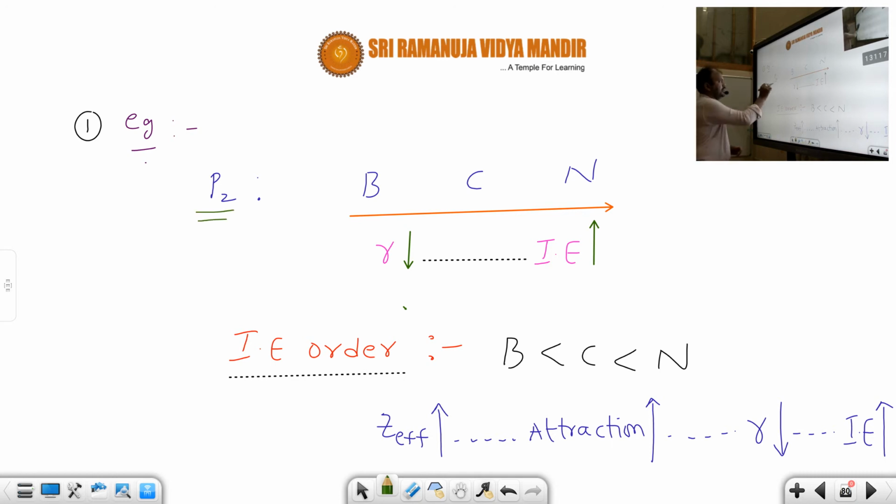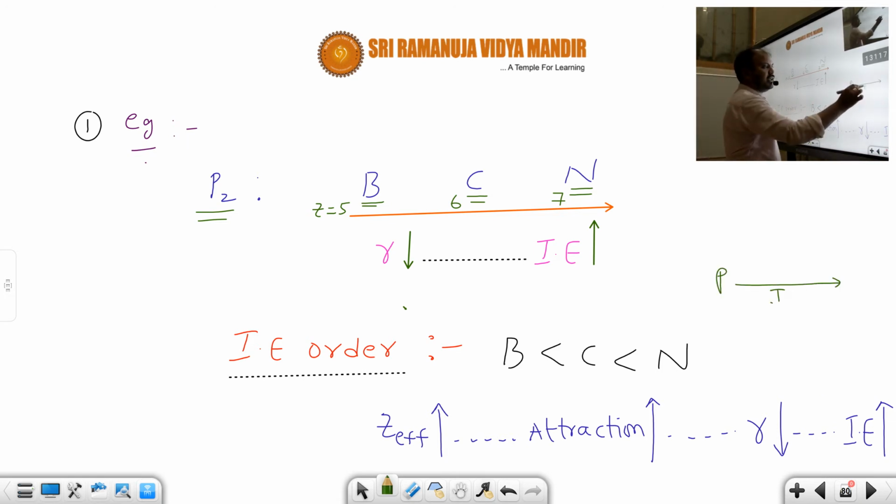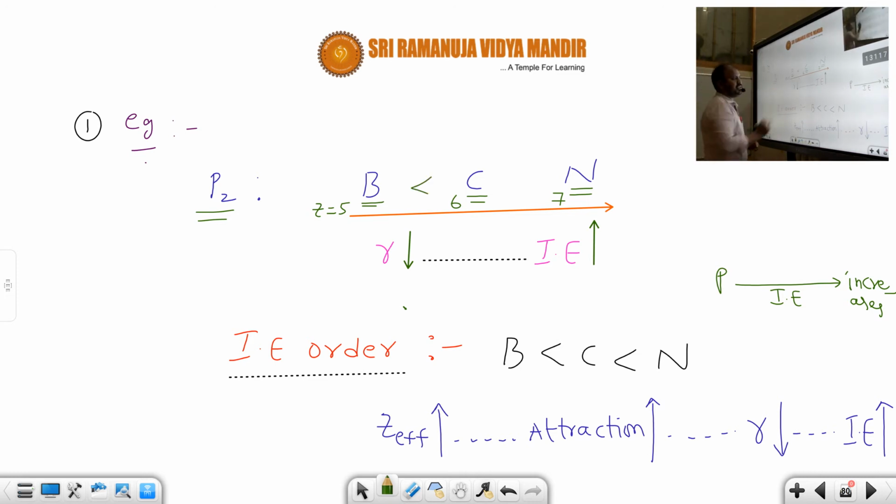If you take the second period, lithium, beryllium, boron, carbon, nitrogen, I have taken three elements here: boron, carbon, nitrogen. Boron atomic number is 5, carbon atomic number 6, nitrogen atomic number 7. I already told you, in the periods from left to right, ionization energy values increase. So compared with boron, which has more ionization energy? Carbon. Compared with carbon, nitrogen has more energy.